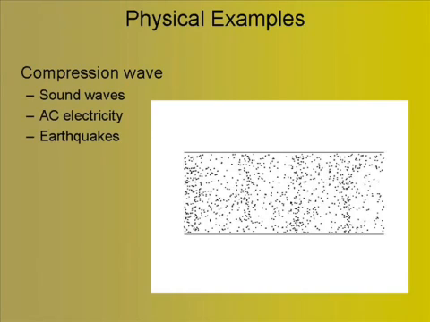Some common examples of waves that you are aware of that travel in a compression form are sound and alternating current electricity. The figure shown on this page illustrates how areas of high and low density are formed because the molecules inside the matter are bumping into each other as a result of the energy passing through.